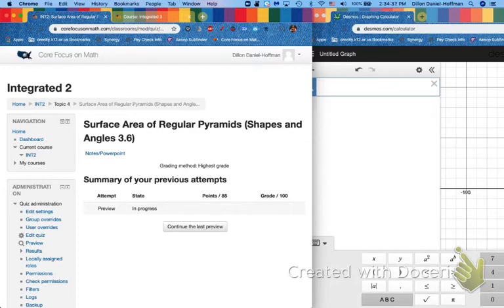We have gone through three-dimensional figures. We have sliced objects. We have done volume. And now we have our second and final assignment pertaining to surface area. This should be called, in front of your screen, surface area of regular pyramids. We did prisms, now we're doing pyramids. So let's jump right into it.